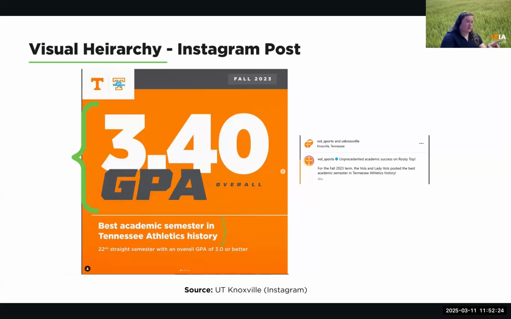And that's because this is the most important thing that Tennessee Athletics wanted to get across to you with this image. So in this particular semester, this was the best academic semester in Tennessee Athletics history. Not sure if that still stands from fall 2023 to now or not, but this was what they wanted to put the most visual emphasis on.